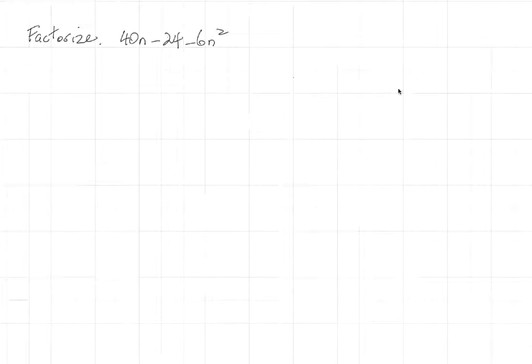This is a more difficult quadratic that we need to factorise. It's a quadratic because the highest power of, in this case, the variable n is the power of 2.